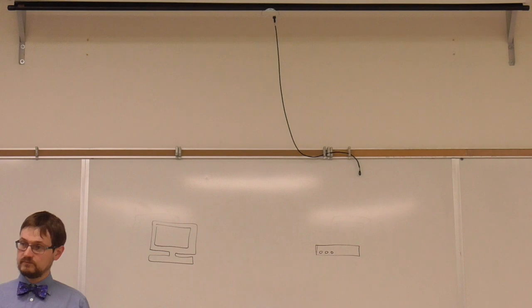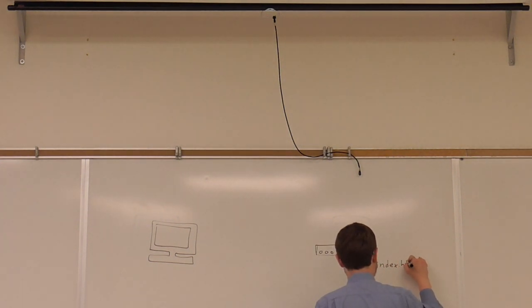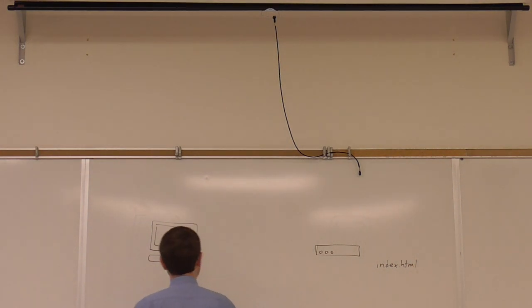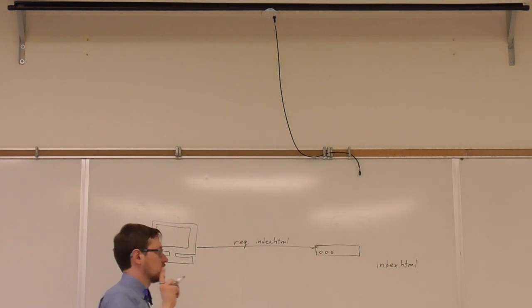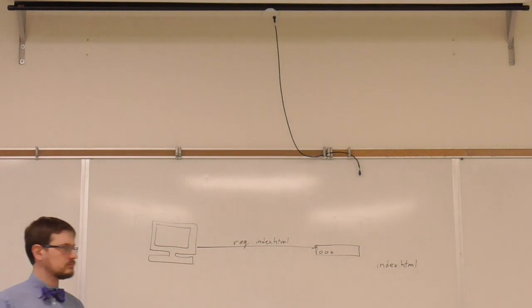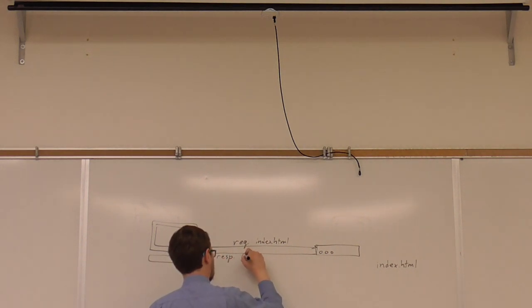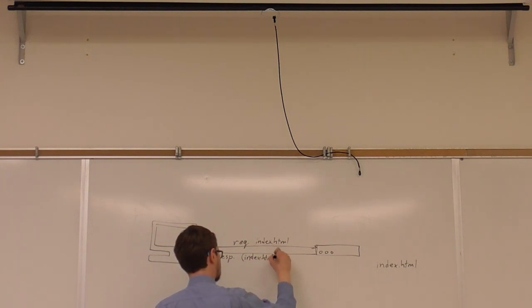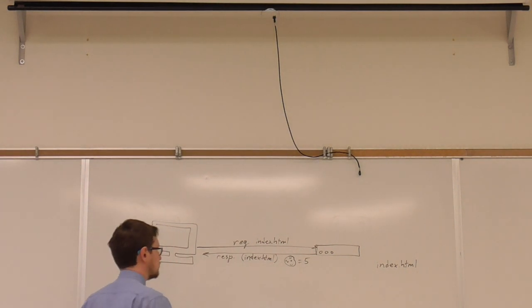So, let's imagine that our client makes an HTTP request to the server for index.html. The server wishes to establish a session. It will do so by issuing a cookie. So, when the server sends its response, it includes index.html, and it also includes the cookie. Just for the sake of argument, let's say the value of the cookie is 5, right? It's basically a session ID.